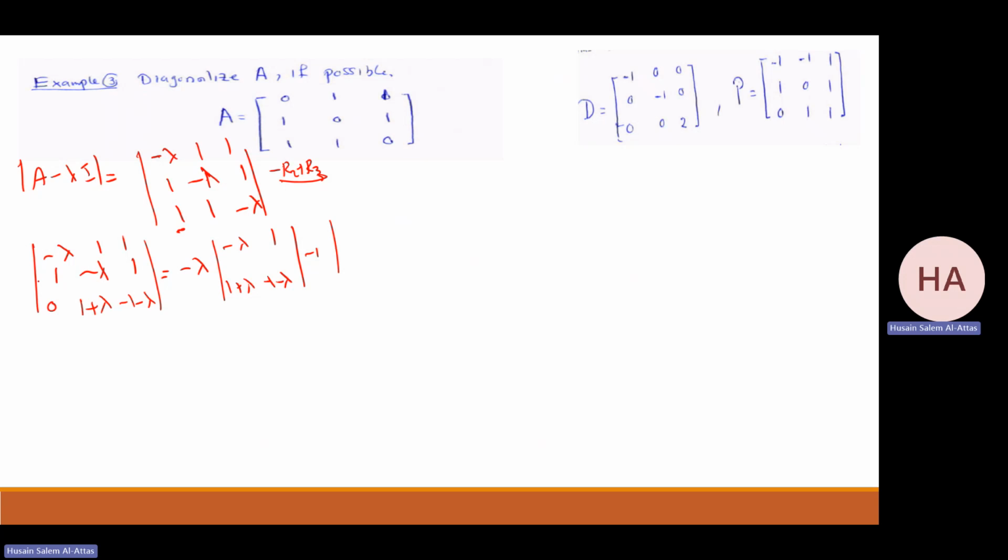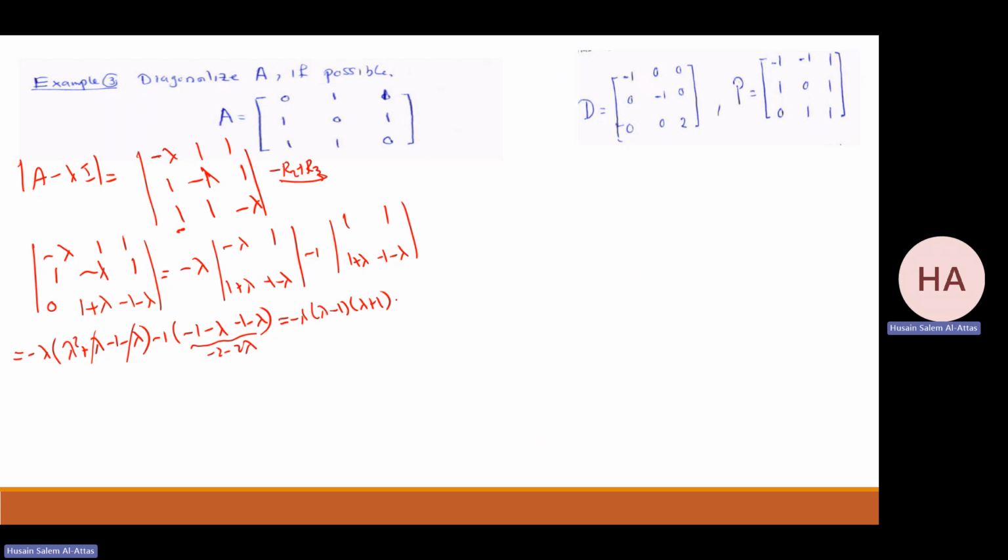I have minus 1 times the remaining, this and this. I have 1, 1, 1 plus lambda, minus 1, minus lambda. Yeah, we can do the calculation. Minus lambda, we have what? Lambda square plus lambda minus 1 minus lambda minus 1 minus lambda. That gives me what? Minus lambda. These two cancelled. I have lambda minus 1, lambda plus 1. Here I have minus 2 minus 2 lambda.